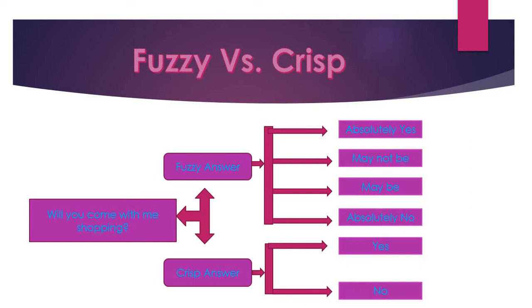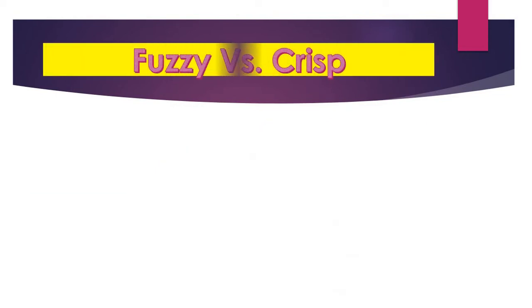Fuzzy versus crisp set. So what's the difference between fuzzy and crisp set? Here I have some examples. Will you come with me shopping? In fuzzy, the answers have 4 values: absolutely yes, maybe yes, maybe no, and absolutely no. In a crisp set, we have only 2 values, that is yes or no.